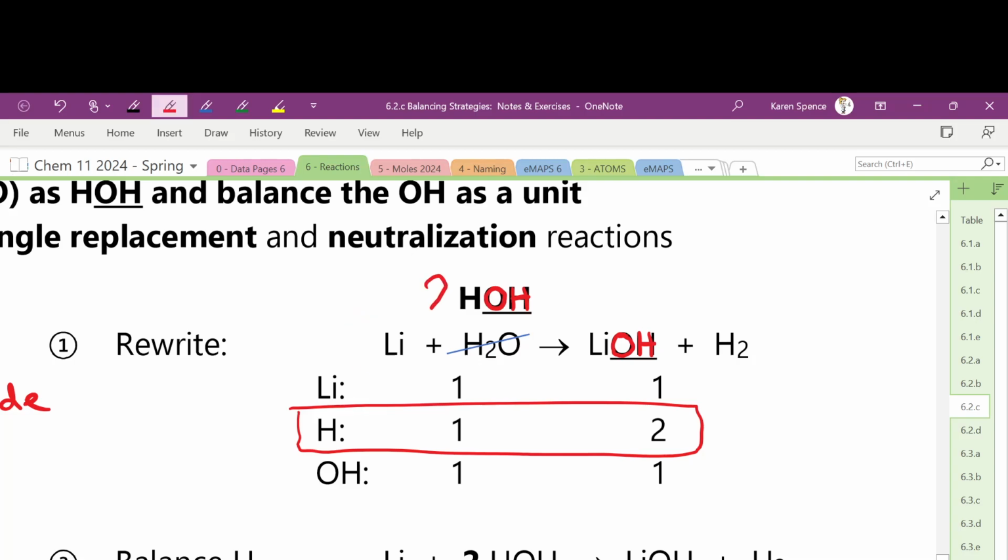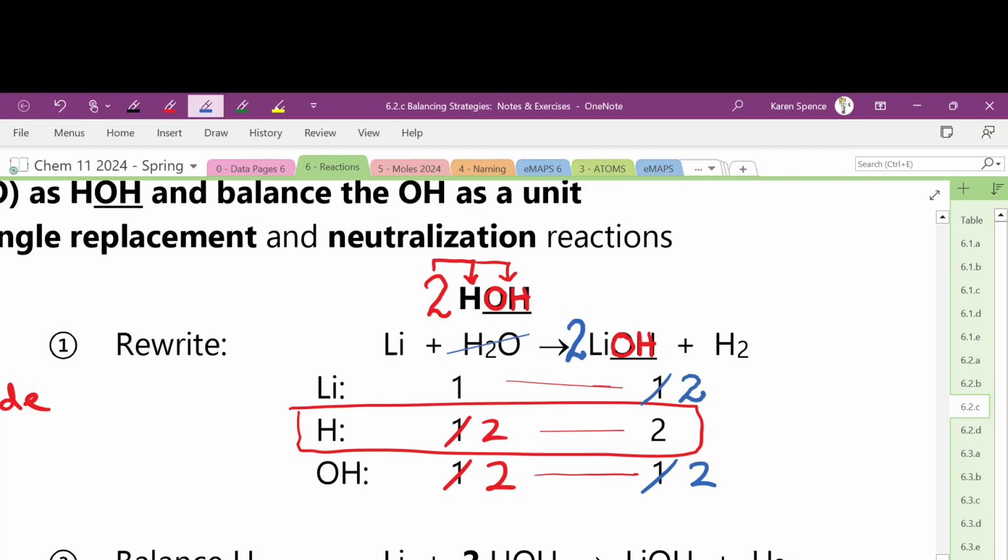Let's put a 2 on the left. That gives us 2 hydrogens. And it gives us 2 hydroxides. Now the lithium is balanced, the hydrogen is balanced. We can balance the hydroxide by putting a 2 in front of the LiOH. So now OH becomes 2, but it unbalances the lithium. But that's okay because lithium is on its own over on the left-hand side. So we put a 2 here, and now everybody is balanced. Okay?